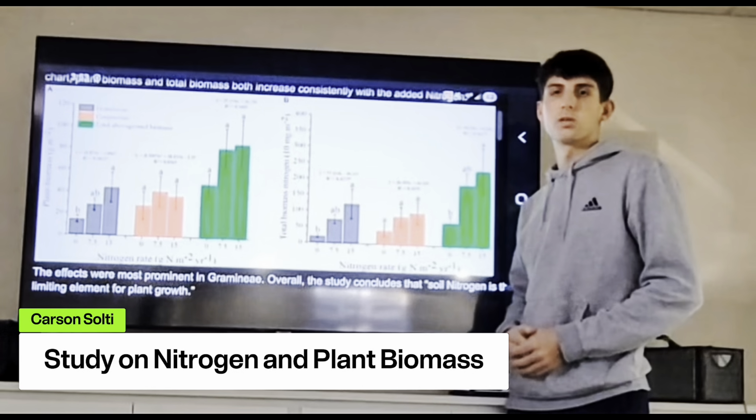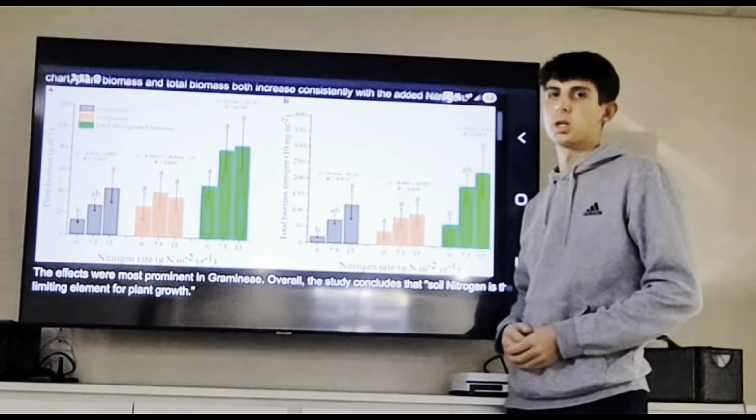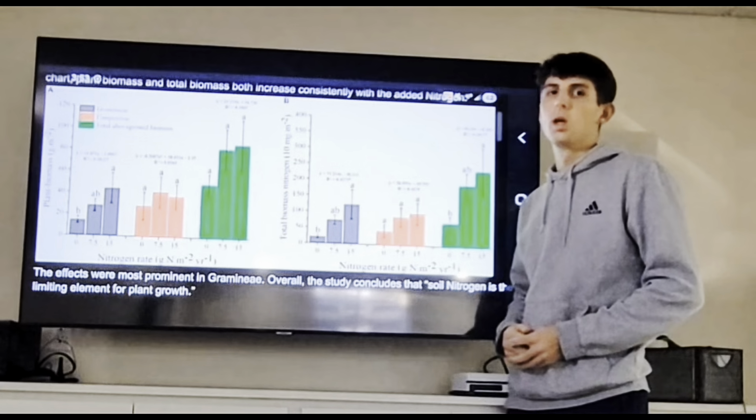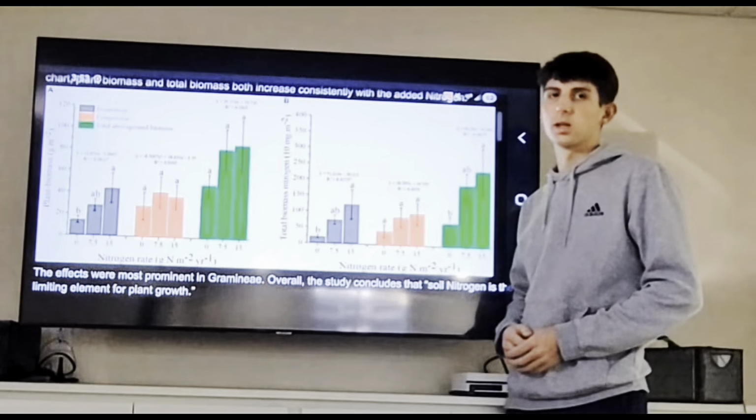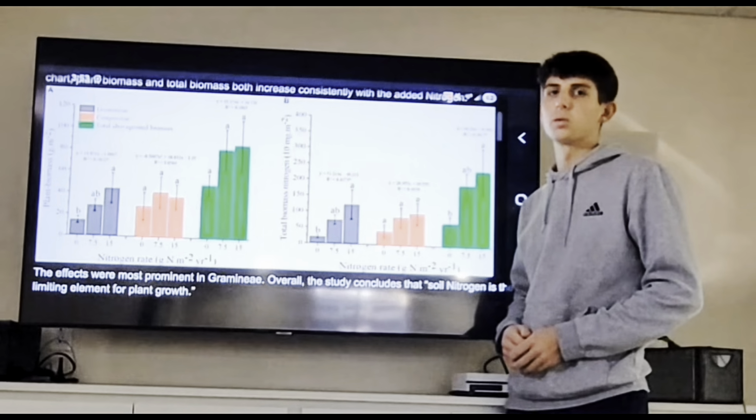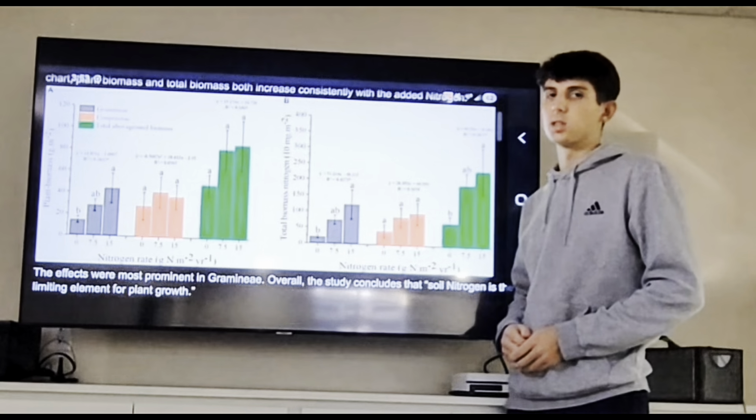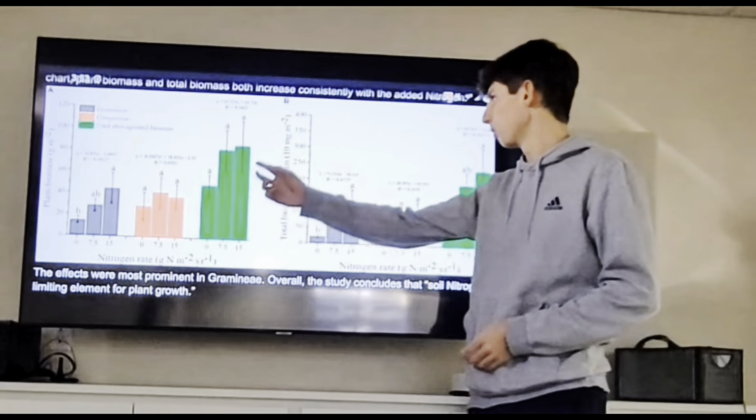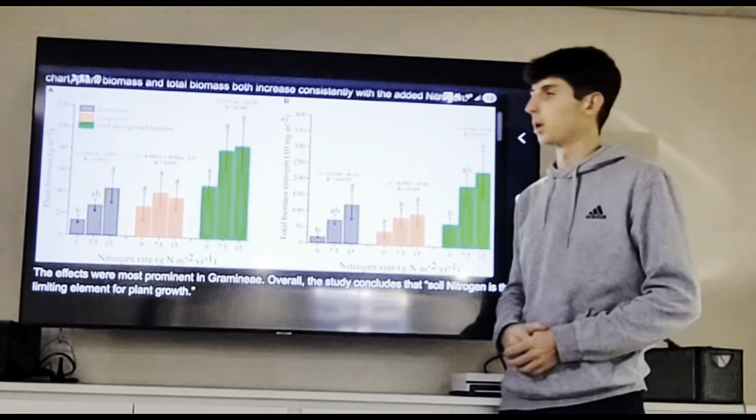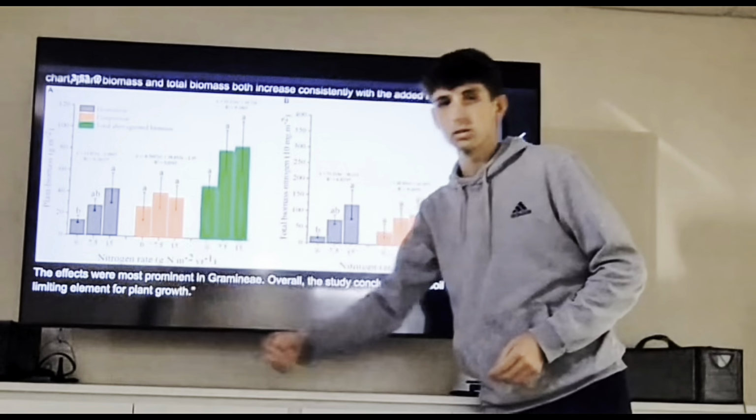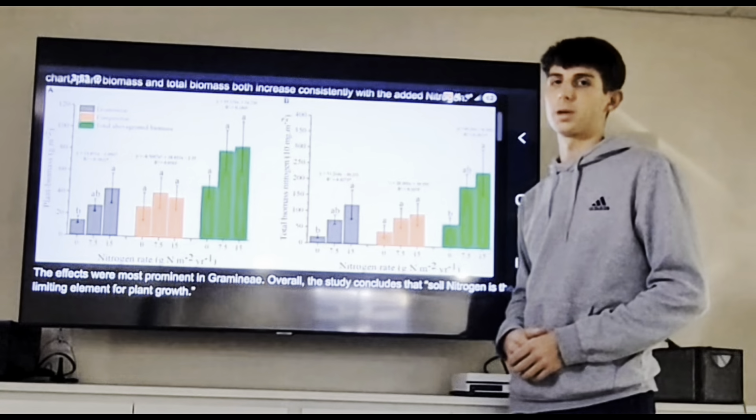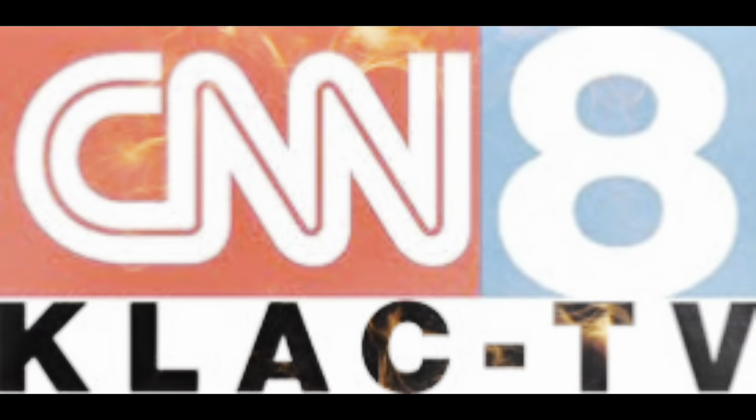It was done by researchers at a university in Beijing, China, on the effects of nitrogen addition on plant properties and microbiomes. They found a sharp contrast in different nitrogen inputs. It was apparent that plant biomass and nutrient content increased linearly with the addition of nitrogen. Likewise, plant traits correlated strongly with soil nitrogen levels. As we can see in the chart, plant biomass and total biomass both go up linearly and consistently with the addition of nitrogen. The effects were most prominent in Gramineae, the gray charts. Overall, the study concludes that nitrogen in soil is the limiting element for plant growth.